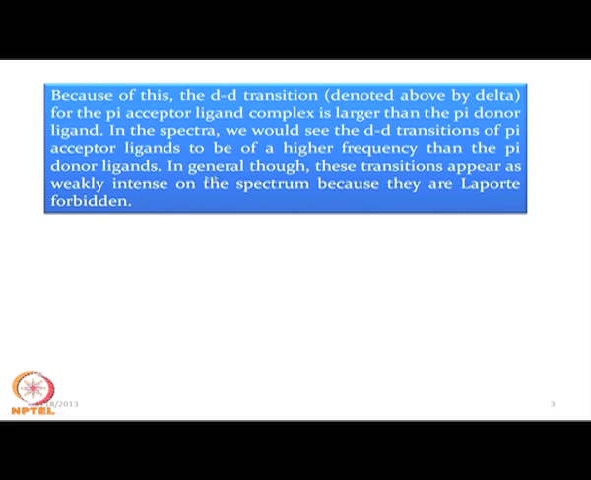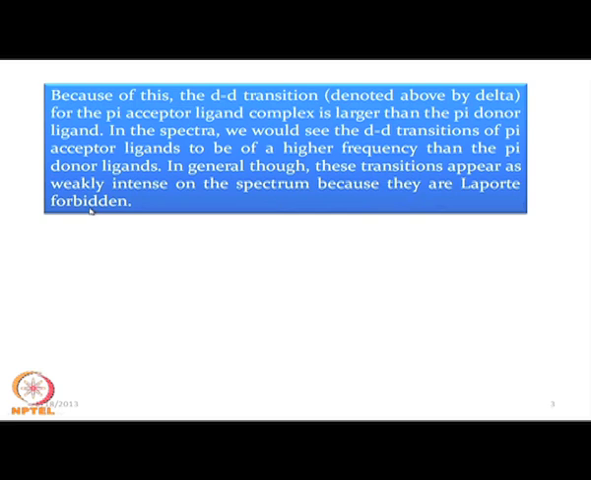So, the energies of these two levels, E1 and E2, and the delta E values are modified by the nature of the ligand. So, the ligand can modify the energy of these electronic transitions. These transitions appear weakly intense on the spectrum because they are all Laporte forbidden. So, we will see what the Laporte rule is and how it can be relaxed.